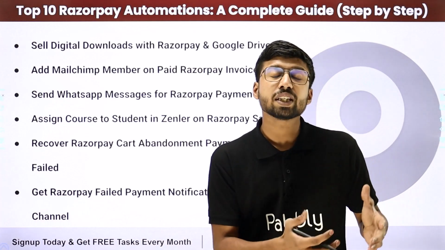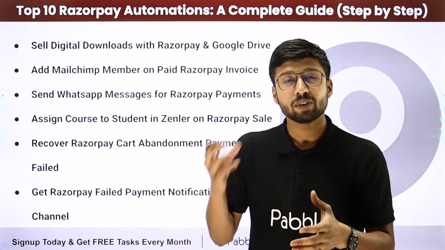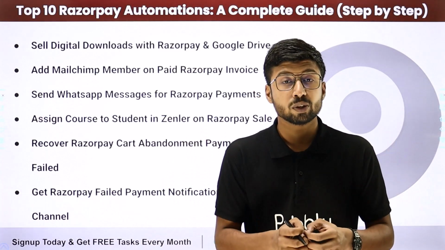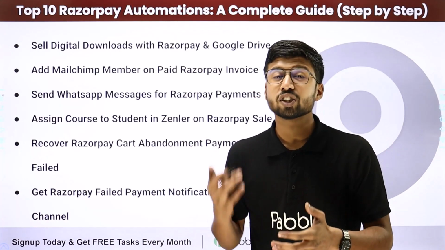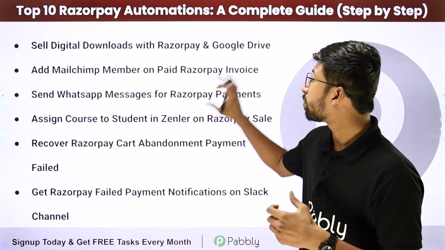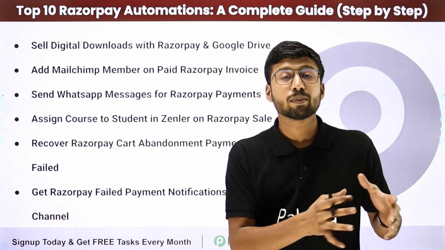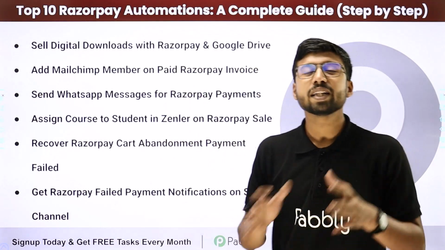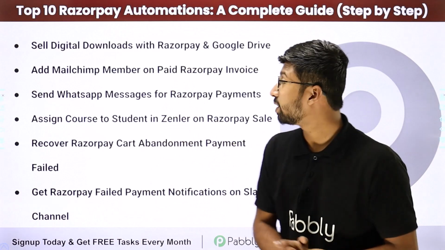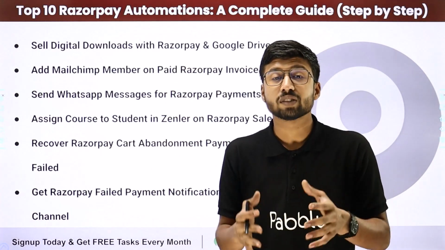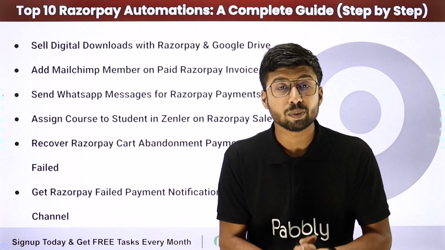So using these automations, if you're selling some kind of digital download or digital file, you can collect the payment from your customer using Razorpay and automatically share that digital file with the customer who made the payment. Also, you can add the customer who made the payment into an email marketing platform or a CRM like MailChimp or any other. Also, if you want to send a WhatsApp confirmation to your customer as you receive a payment on Razorpay, you can automate that as well.